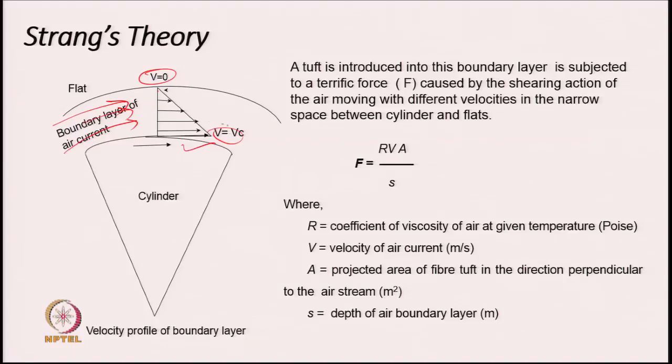Now, in this zone we introduce a tuft. A tuft introduced into this boundary layer is subjected to a terrific force F caused by the shearing action of the air moving with different velocities in the narrow space between cylinder and flat, and the force which will act on it is represented by this formula F equals R V A by S, where R indicates the coefficient of viscosity of the air at a given temperature, V is the velocity of the air current, and A is the projected area of the fiber tuft in the direction perpendicular to the air stream, and S is the depth of the boundary layer.